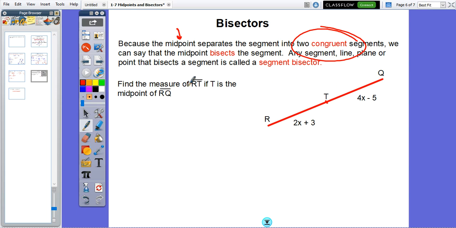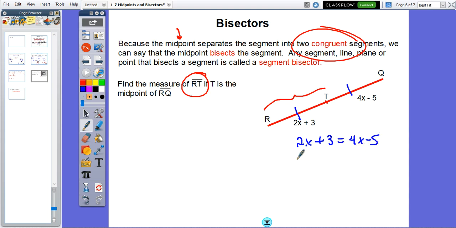So as we go about setting this up, they're asking what is RT when T is the midpoint? They want to know the distance from here to here. Right now, it's represented by 2x plus 3. But to solve for x, understand that we determined this was the midpoint and split it into two congruent parts, so 2x plus 3 equals 4x minus 5.